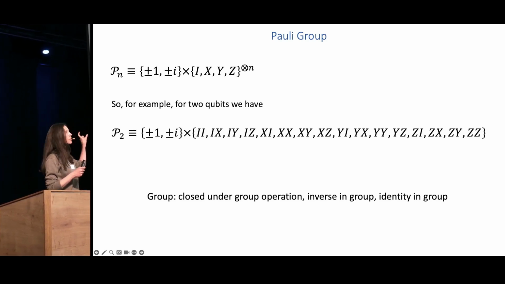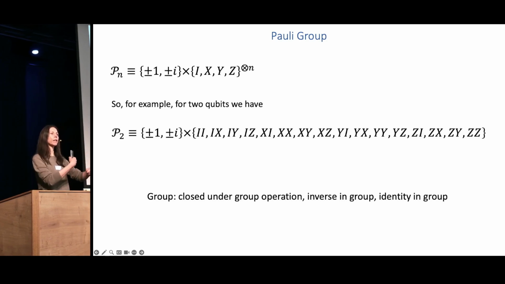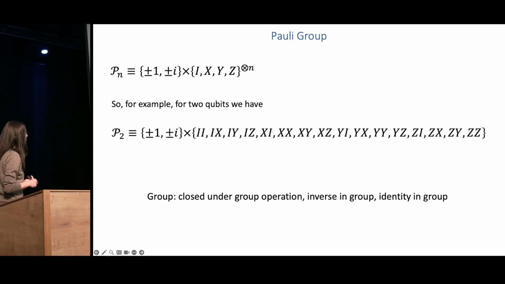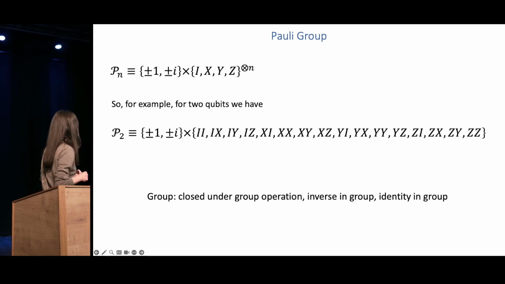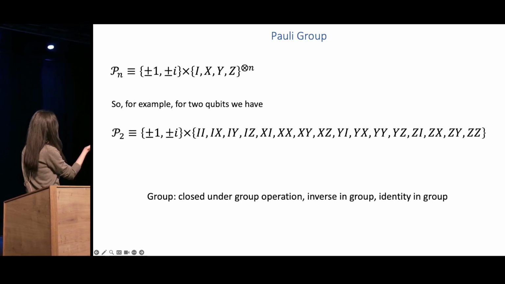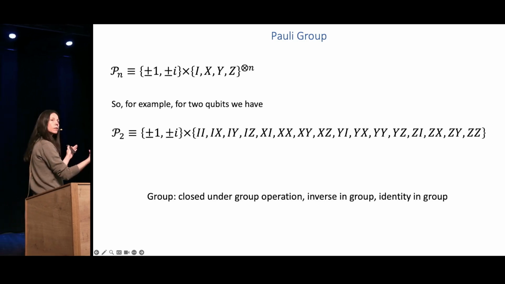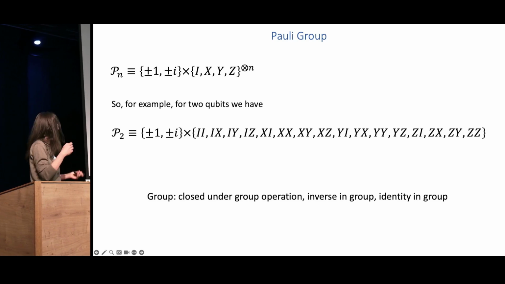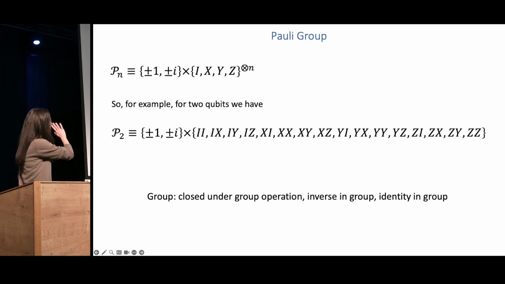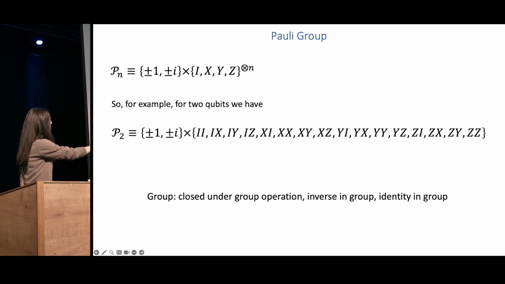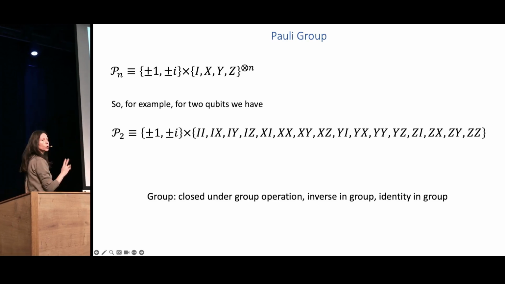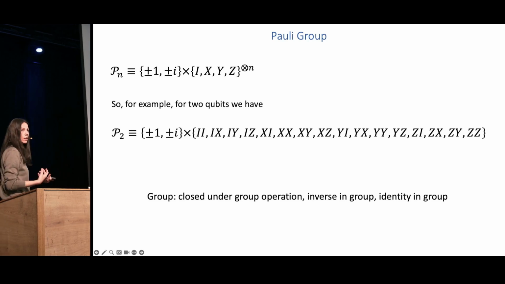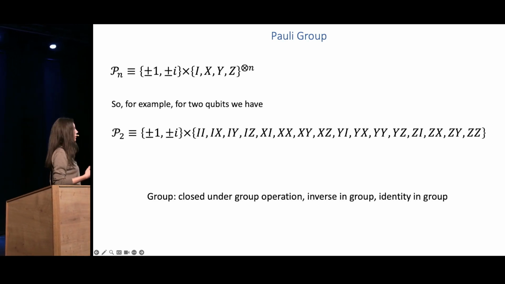And I'm also putting these phases in there, because when I multiply X and Y, for example, I get a minus and a factor of i. OK, so I have the Pauli group. And then I can take tensor products of these things to create a Pauli group for n qubits. So in this example, I've listed all the possible terms inside the Pauli group for 2 qubits. And you see there's a lot, because it's all the combinations of X, Y, Z, and identity, and then the phase factors.